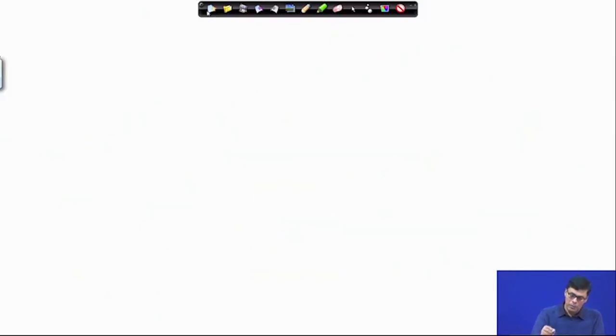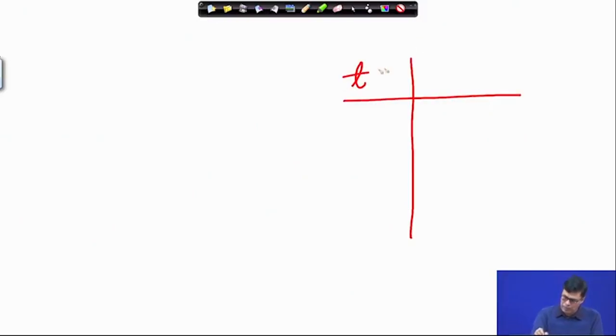Now, the question comes: how can you find out the value of mu? So, in this problem, what do you have? We have T, we have X, and we have S values.